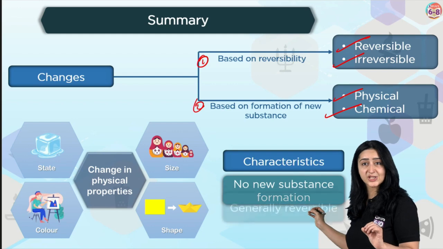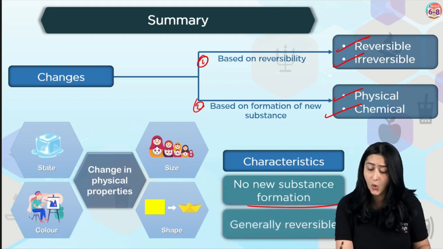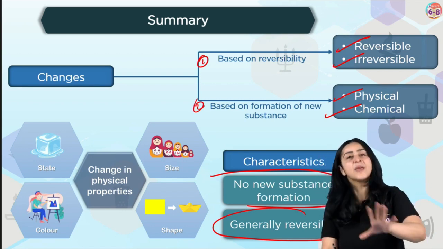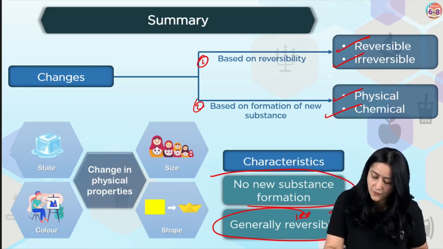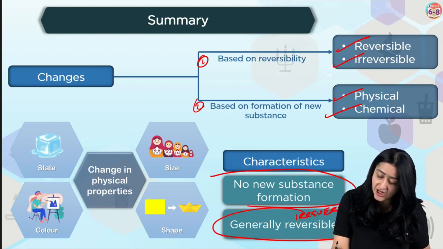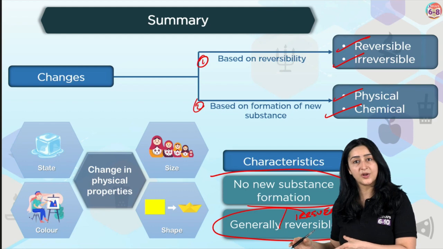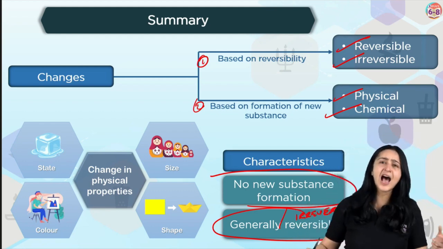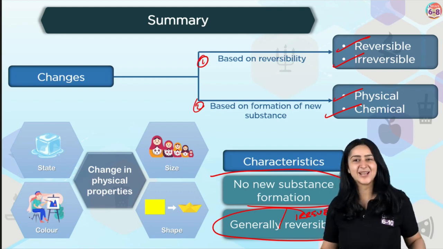We spoke about physical changes. Physical changes are where there is no new substance formed, and these are generally reversible, but could be irreversible also. Please remember that physical changes could be either reversible or irreversible. And what do we mean by physical properties? Change of shape, change of size, change of state, as well as change of color.